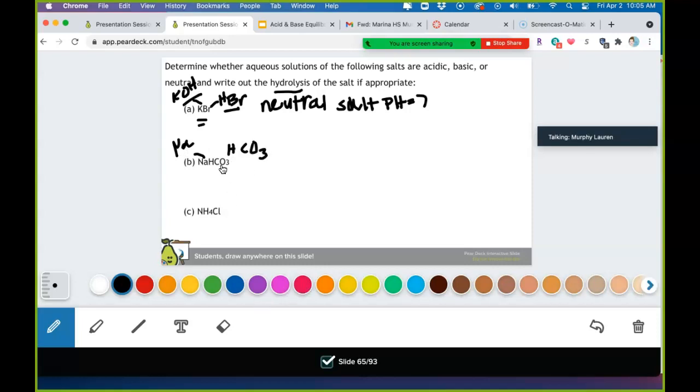Now I'm going to add hydroxide to the sodium. And I'm going to add the hydrogen to the bicarbonate. So instead of HCO3 minus, it's going to be H2CO3. There's 2 hydrogens now. So this is a strong base. And this is a weak acid.